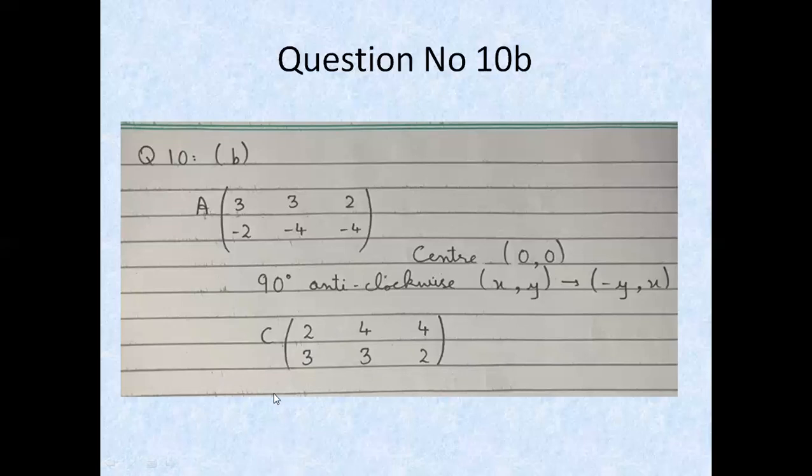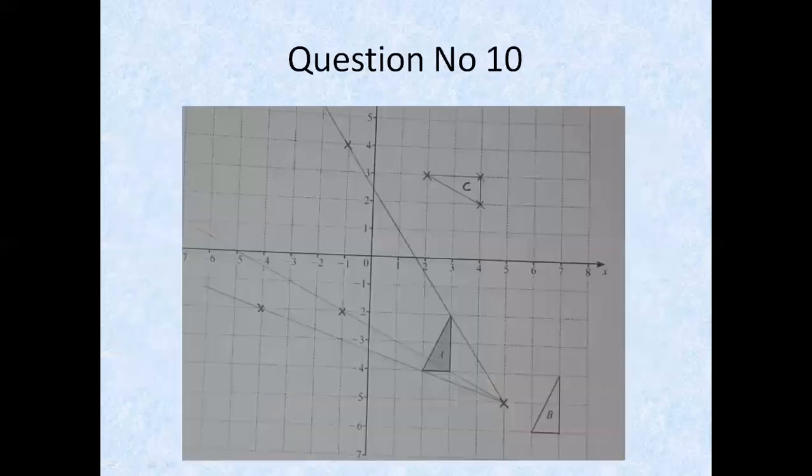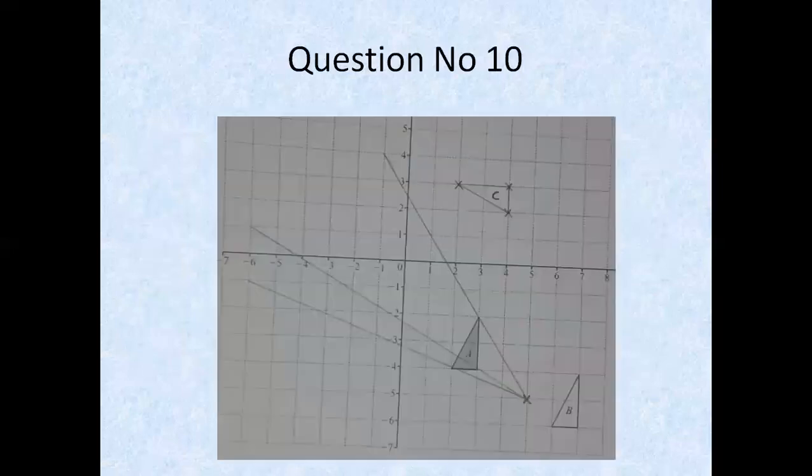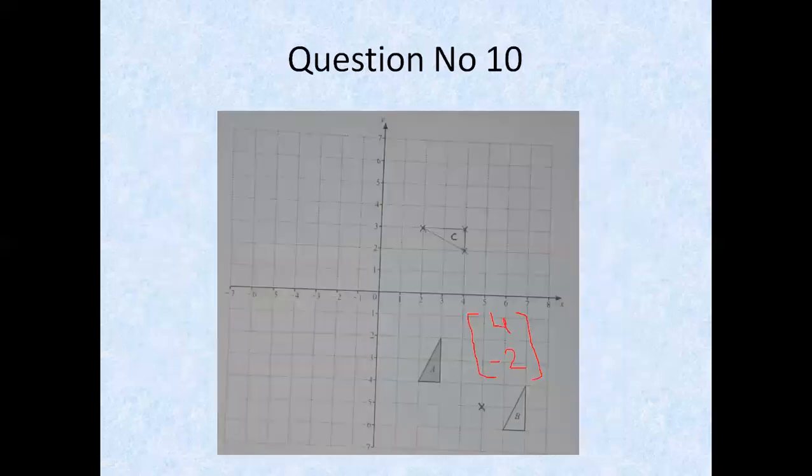Let me show you. So you can see here we have plotted them: (4, 2), (4, 3), (2, 3), and then we join them. So this is what you will get. Hopefully you understand.